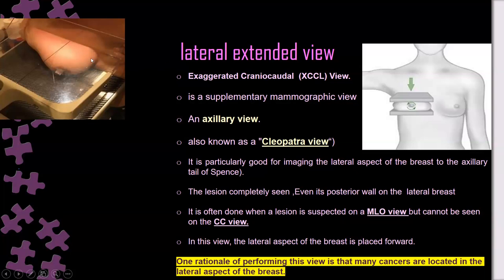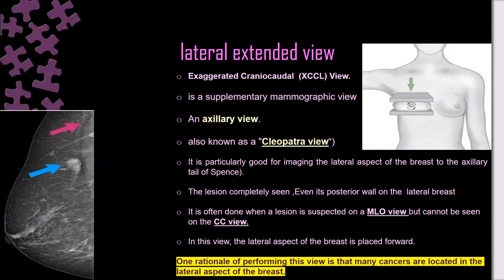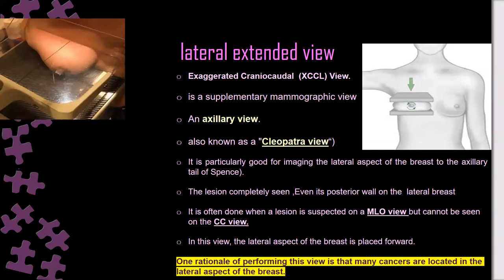But look, pulling more toward the lateral aspect, pulling the lateral aspect and taking the detector more laterally and more posteriorly, in the same direction as the CC view. The X-ray coming from up and the detector down is a CC view. It is a CC view taking the lateral breast, the axillary tail, into the detector, covering the most lateral and posterior aspect. They call it the axillary view, and also the Cleopatra view.